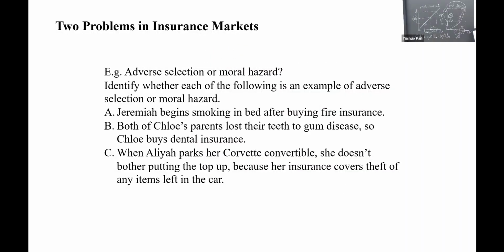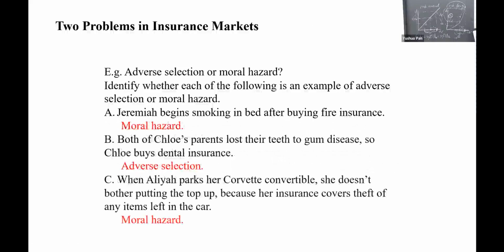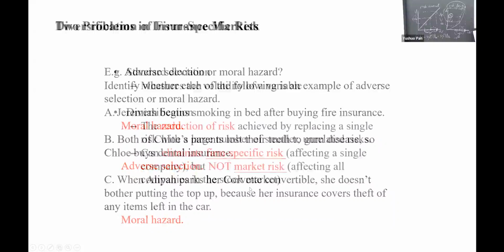Which one belongs to adverse selection and which one belongs to moral hazard? Again, this one is after buying, so it should be moral hazard, because the insurance already covers it. And for this one, it is before that group of people decide if they are going to buy or not; it depends on whether they are risky or not. So the second one is usually before the decision, the decision before the insurance, so it should be adverse selection.